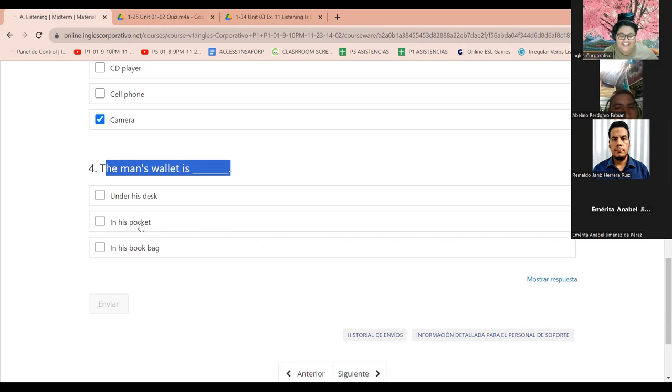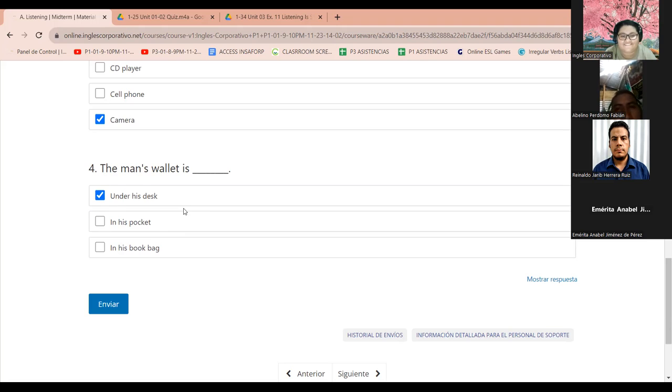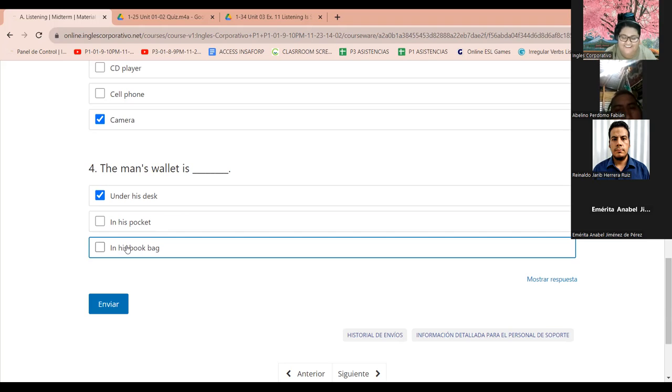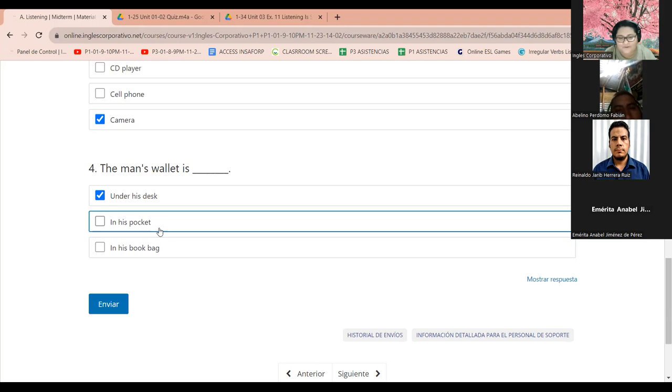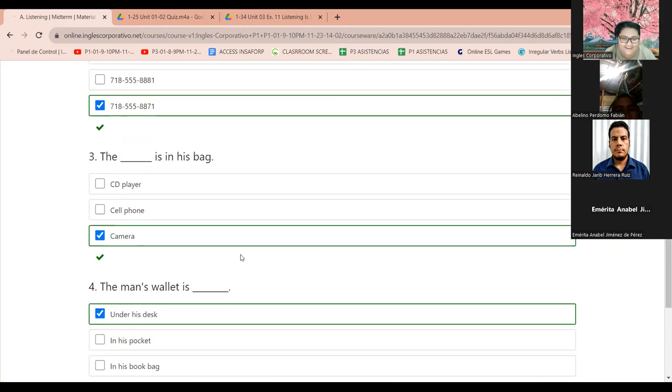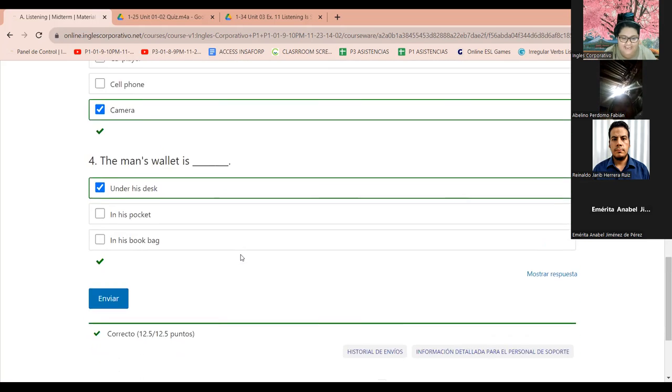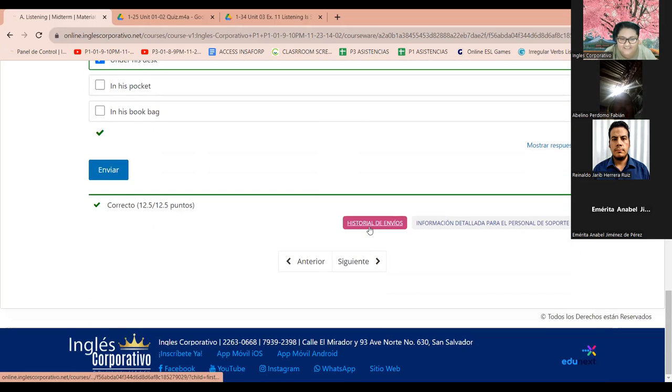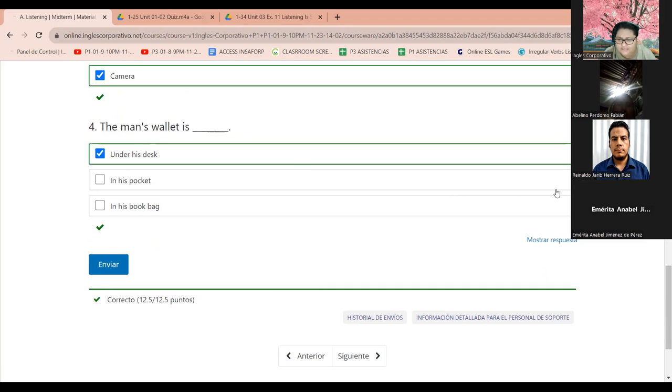Under his desk. Why? Porque está under his desk. Because the man's wallet isn't in his pocket and isn't in his book bag. Por descarte, right? No estaba, dijo, in his pocket and also the book bag. Okay, good. So we hit send. All right, awesome. Ya tenemos 10 en la tarea, right? Good job.